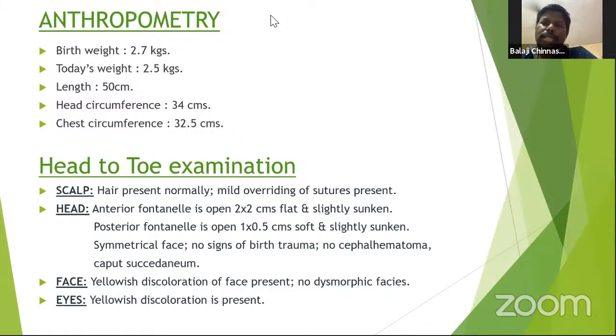And at birth, you expect the chest circumference to be lesser than the head circumference. When does it cross the head circumference? After 1 year. Around 9 months it crosses. And you should know the instrument for measuring the length, the infantometer.